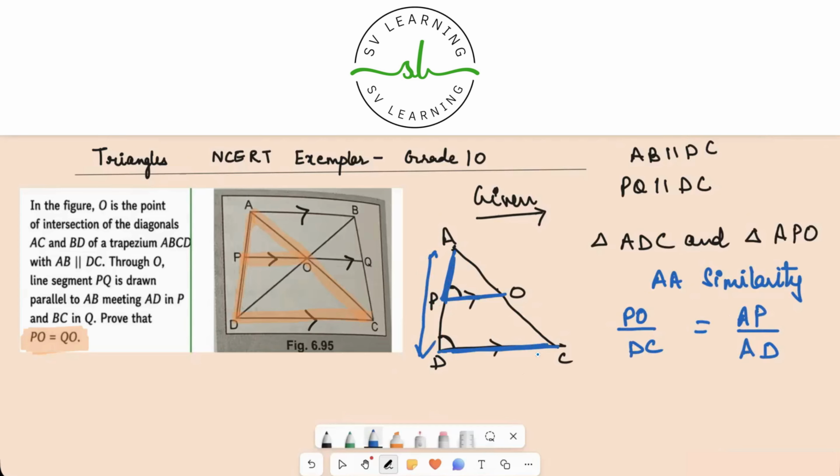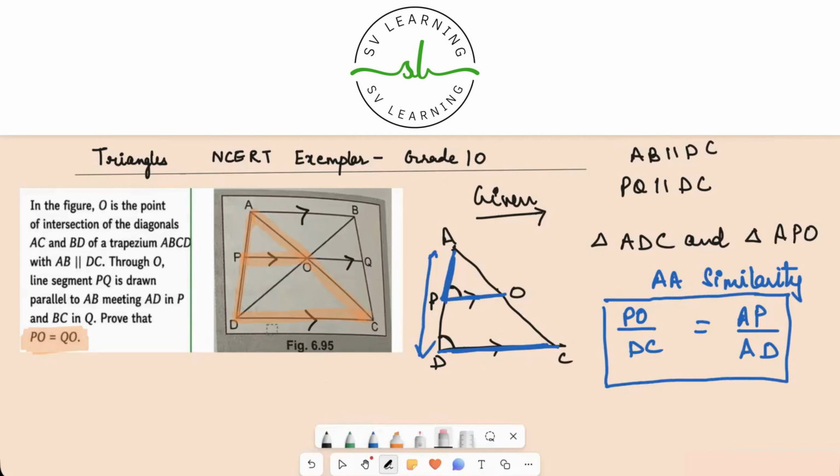And this is the reason why I went with similarity and not with BPT, because I wanted PO and DC to get involved. So this is a difference. The lines were parallel. If you had put BPT, you would have got AP by PD is equal to AO by OC. Then PO and DC would not have got involved. So that's why, let's say this is my equation 1. Maybe I'll use it later.